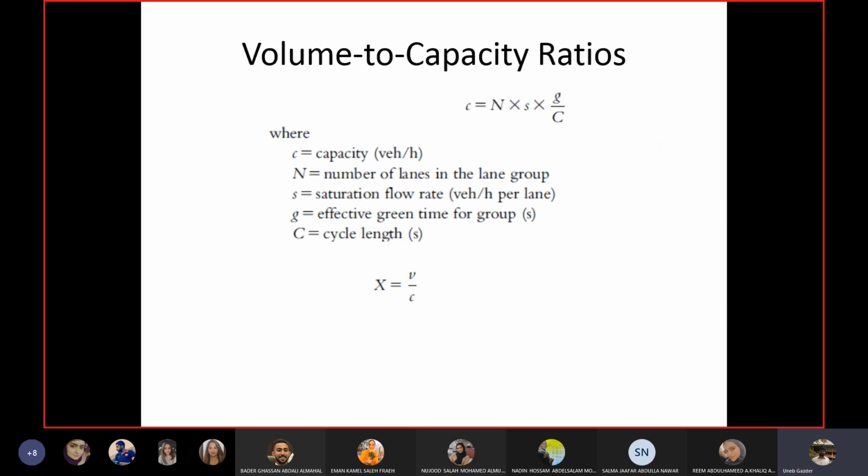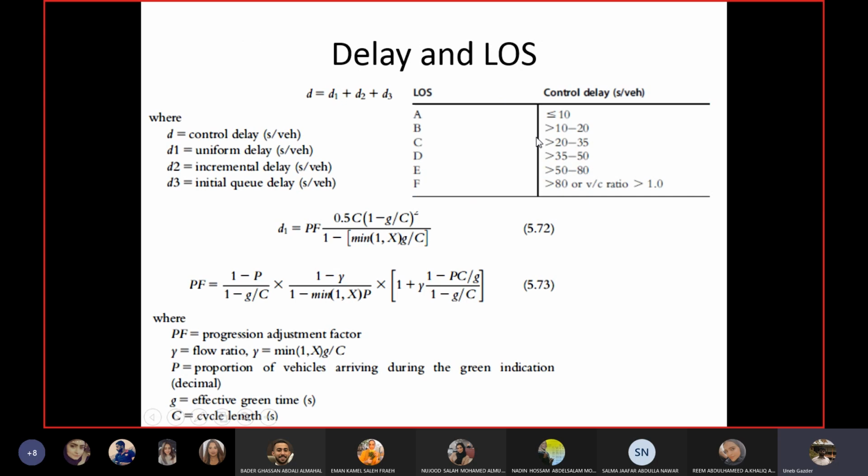Then you find out the volume capacity ratio. So for capacity, you have this equation, and N is the number of lanes in the lane group. Each lane group will have its own capacity, saturation flow rate, which we just found at the start today, and G/C ratio. Once you find it, then you will calculate the X value. X is the volume to capacity ratio. So find out the flow rate which you have and divide by the capacity which you will get from this equation.